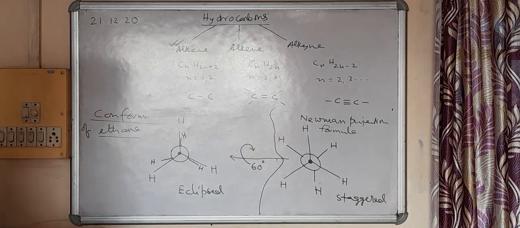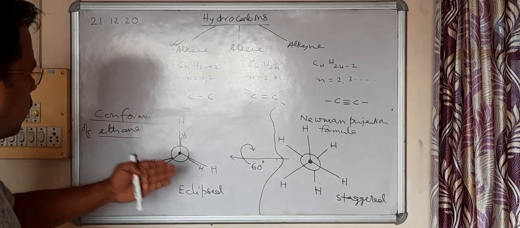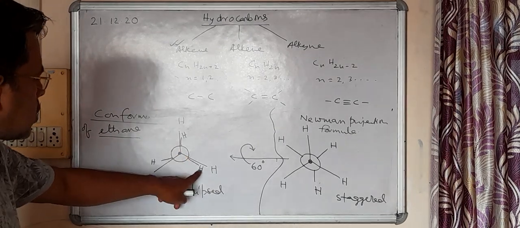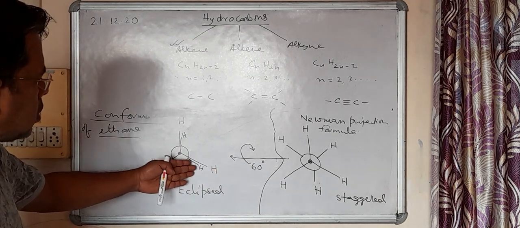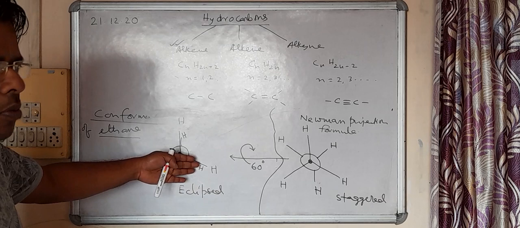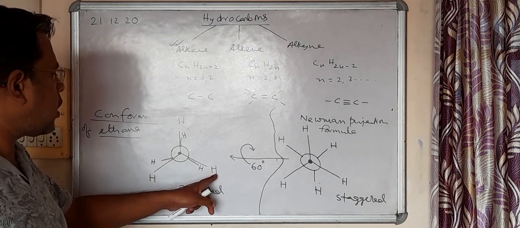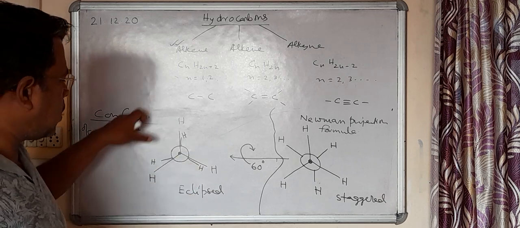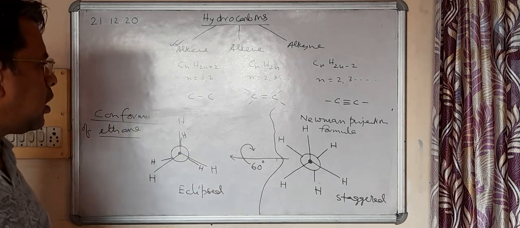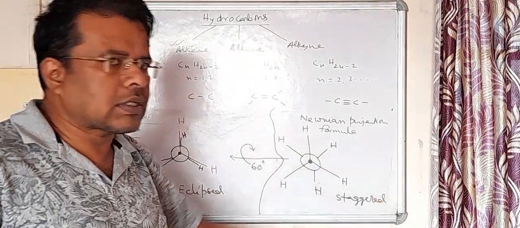You can make it out easily why it is called eclipsed ethane. It is because, as you look from this side, this hydrogen which is behind this hydrogen will not be properly visible. That means this front hydrogen is eclipsing the back hydrogen. That's why it is called eclipsed ethane, and this is called staggered ethane. Everything is visible, so staggered ethane.